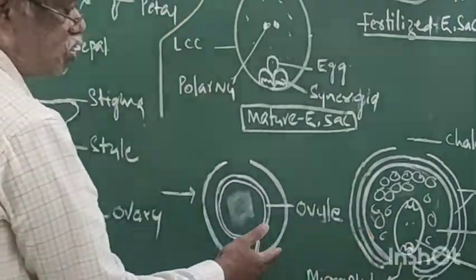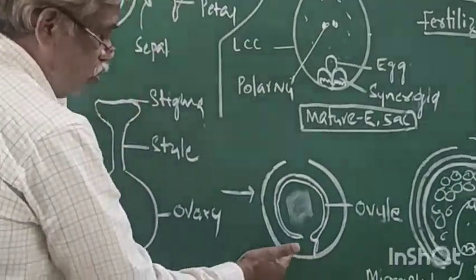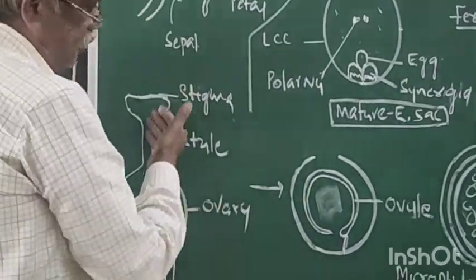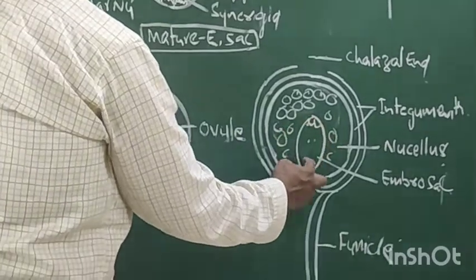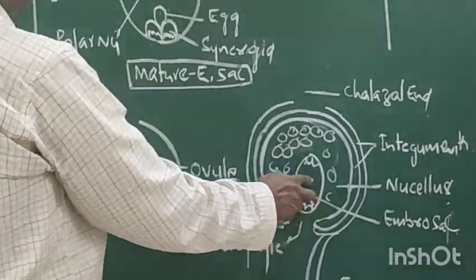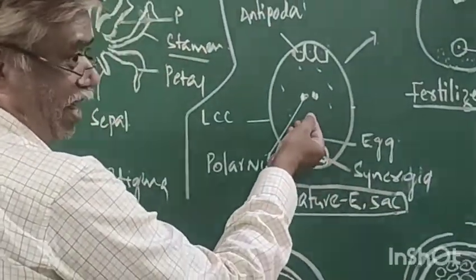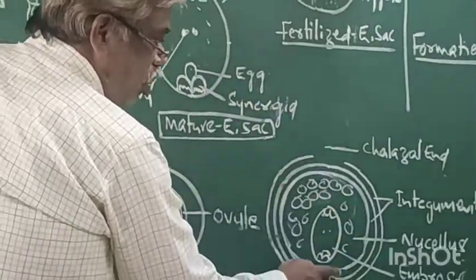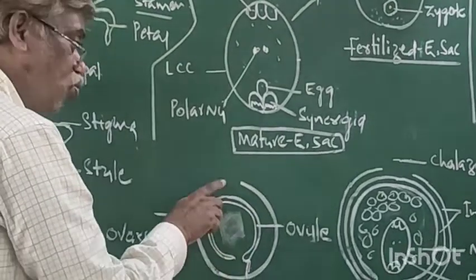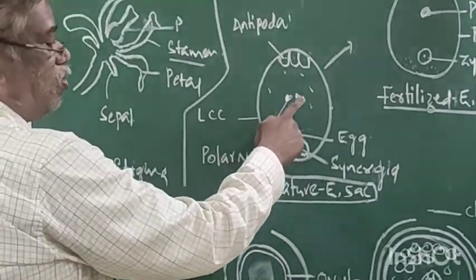This ovule is present in the ovary. Ovary is a part of the pistil. Now, what is this total? Ovule. Now, come to this. What is this inner part of the ovule? Embryo sac. Now, I take an embryo sac. See, the embryo sac is inside the ovule. The ovule is inside the ovary. Now, what is this? Embryo sac.